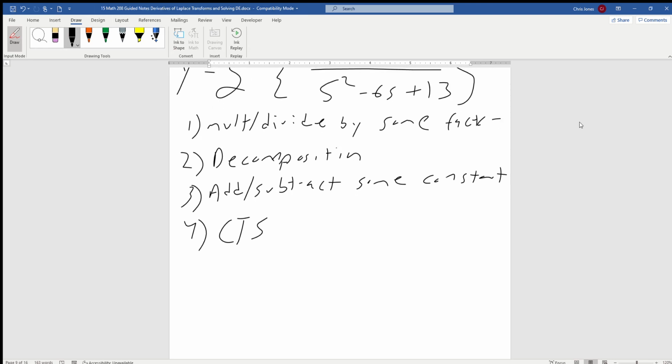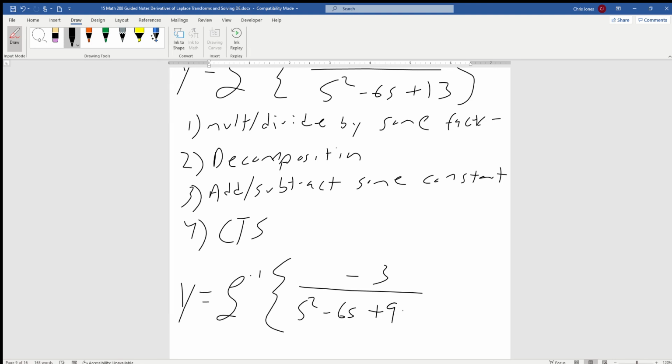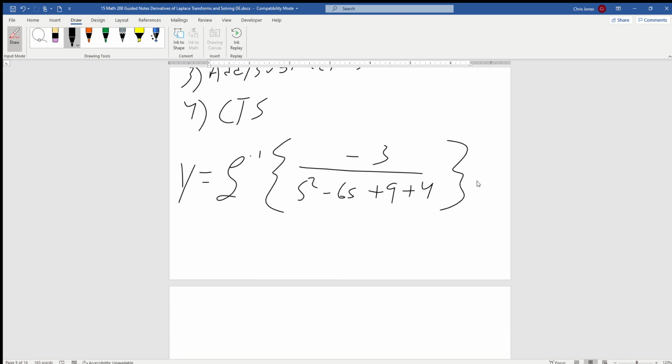All right, so let's rewrite y as inverse Laplace of -3 over s squared minus 6s, and remember we had 13? Let's rewrite 13 as 9 plus 4. All right, you might be thinking, well, how does that help us at all? Well, it actually does help us a lot because now what we've done is we've created ourselves a perfect square trinomial, and that's what we do by completing the square. We just break apart that constant.